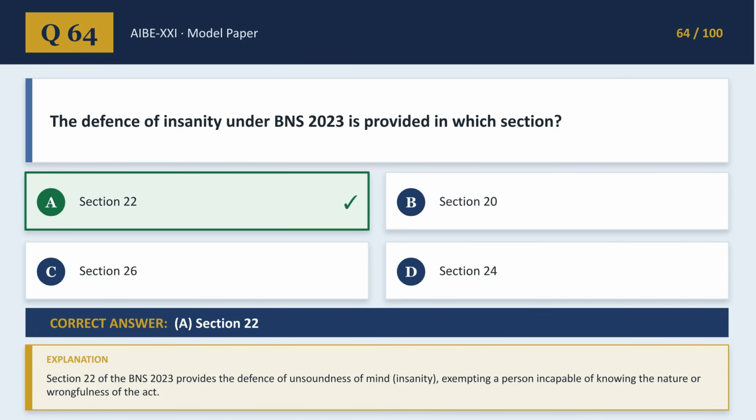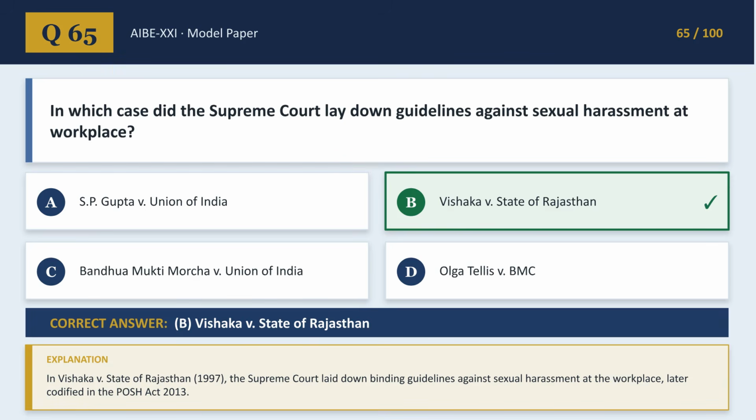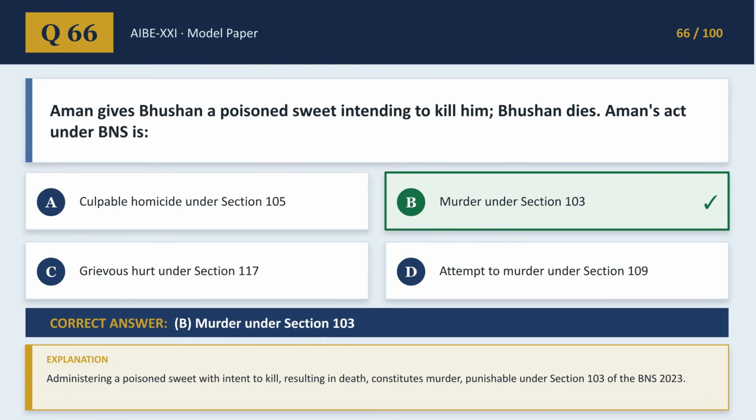The defense of insanity under BNS 2023 is provided in Section 22. This section exempts a person incapable of knowing the nature or wrongfulness of the act due to unsoundness of mind. The Supreme Court laid down guidelines against sexual harassment at the workplace in the landmark case of Vishaka v. State of Rajasthan. These guidelines were later codified in the POSH Act 2013.